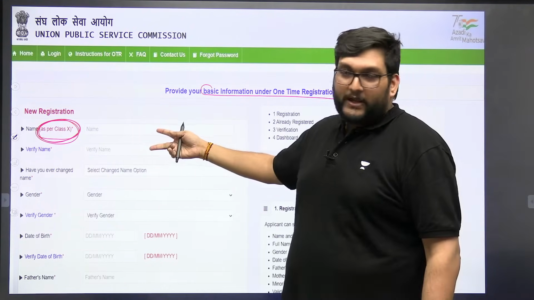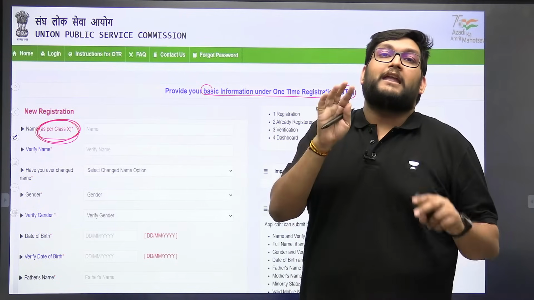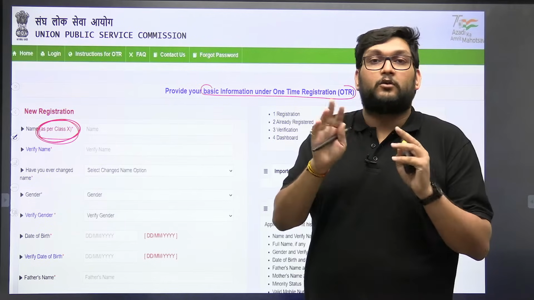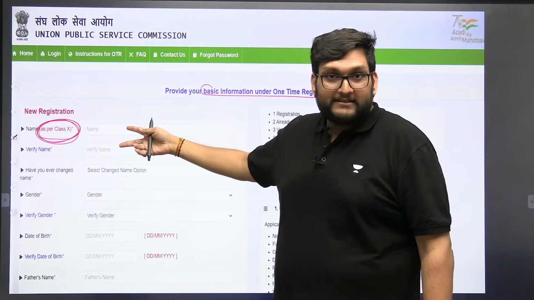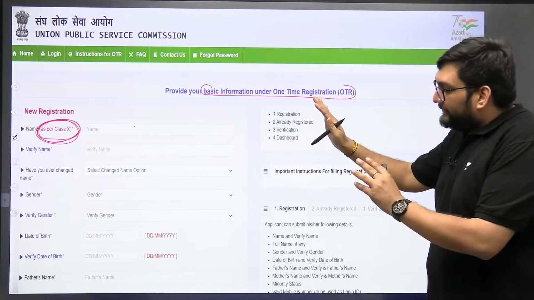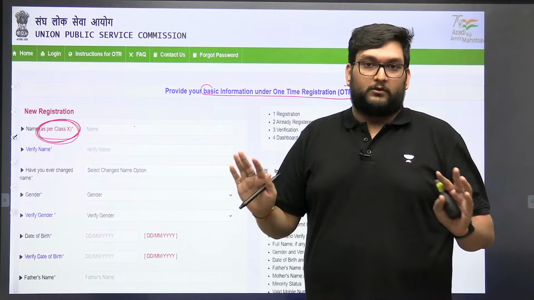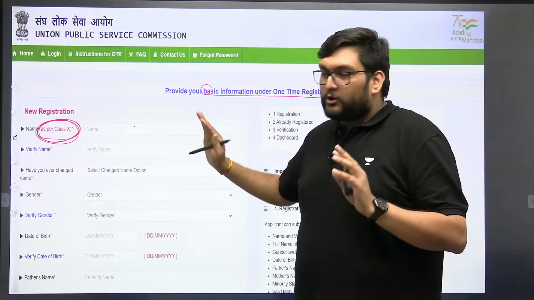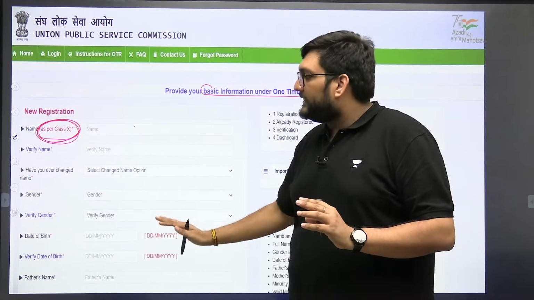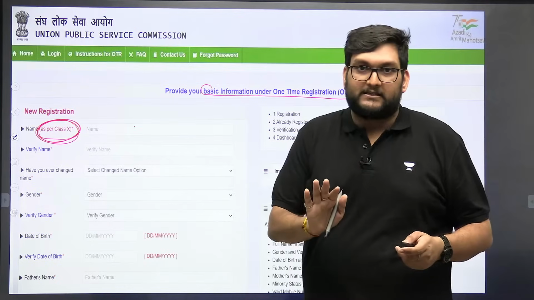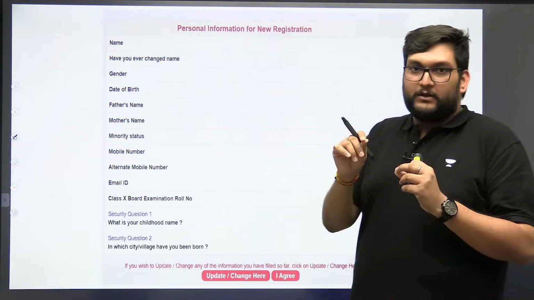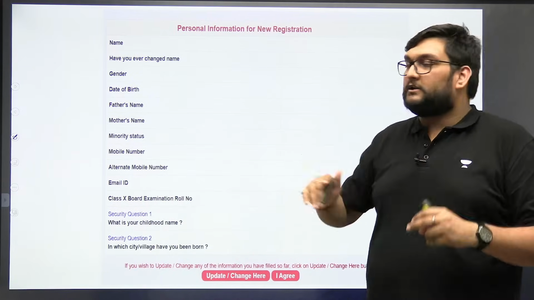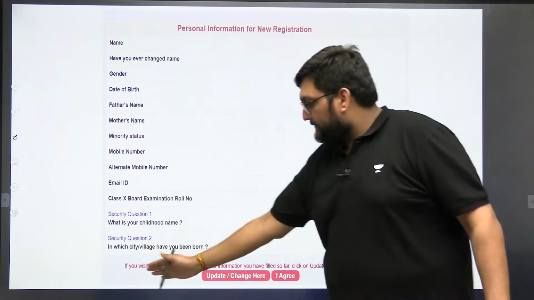Now, why are they asking twice? Because somebody cannot write the same thing wrong twice, I hope. And therefore, you have to fill it up twice, and you have to make sure that these details are not wrong. So please fill up your name properly, your gender properly, your date of birth properly, your father's name properly. Now, once you have filled this up, you will then submit.